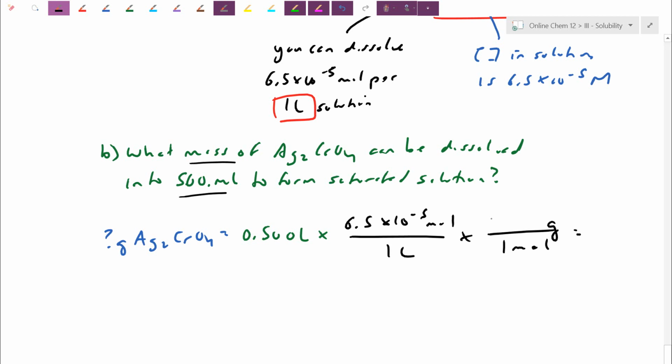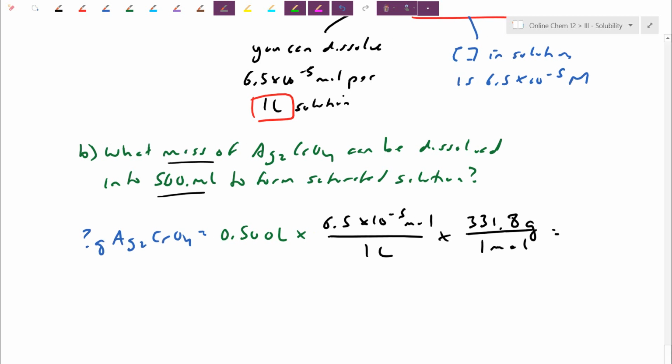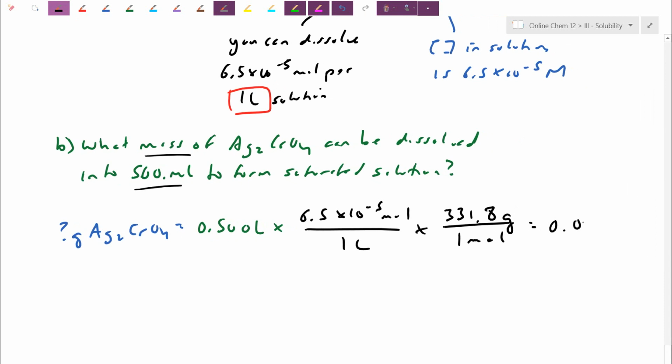The molar mass here is 331.8, and then you just multiply the numbers through, 0.5 times 6.5 e negative 5. I'm going to be off by a little bit of rounding here, but in this case, you can dissolve 0.011 grams per 500 milliliters, since 2 sig figs is the limit here. So even though this is a molar solubility, even though that was expressed per liter, if my total volume is actually not quite a liter, I just multiply the C times V and I end up getting the moles. Okay, that's one way of doing it.